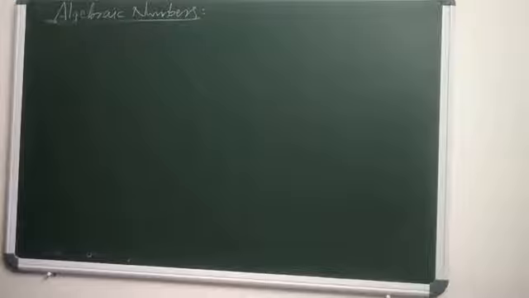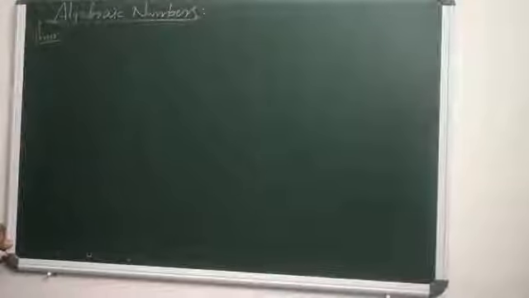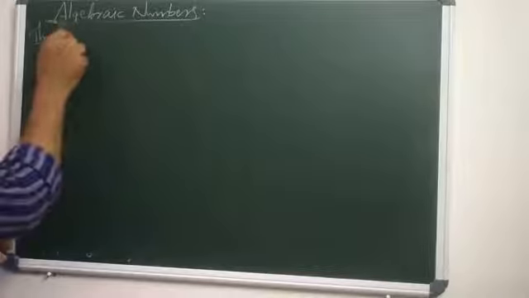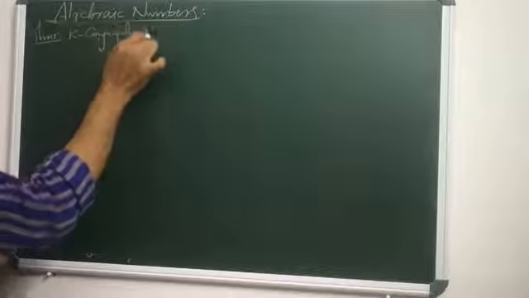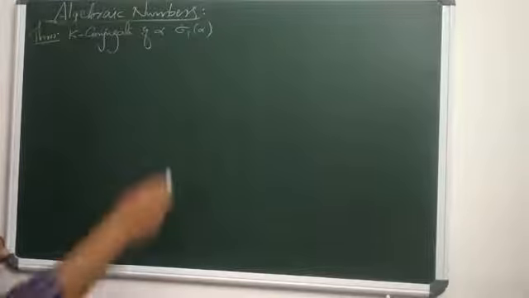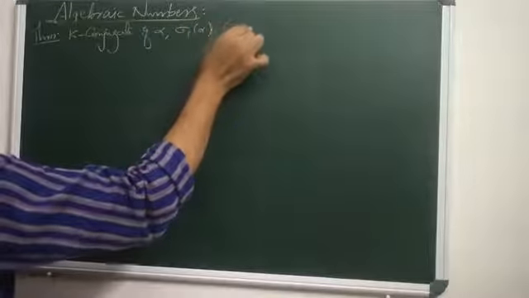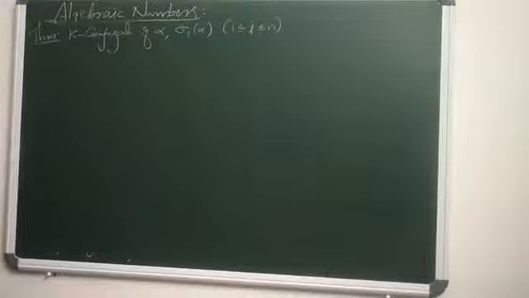Now we are going to another important result. The theorem states that the k conjugate of alpha. What is k conjugate? We know that the k conjugate of alpha is sigma I of alpha, where I ranges from 1 to n. So, the k conjugate of alpha are the zeros of p alpha in C.